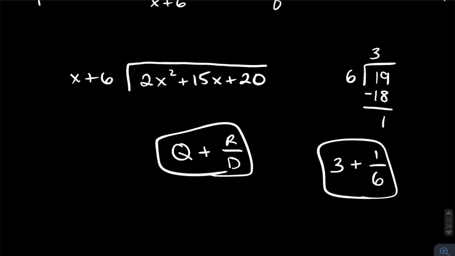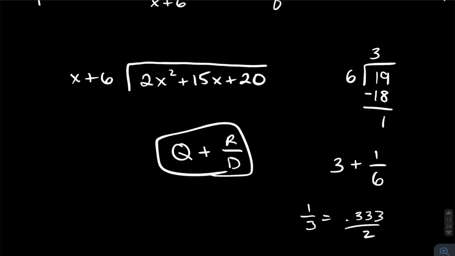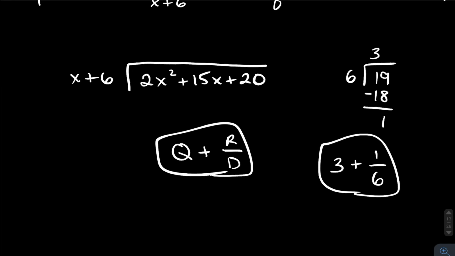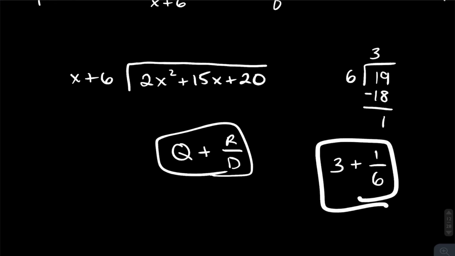And this is how many times 6 goes into 19. Hopefully, you can just plug that into a calculator, and that ends up being true. 1/6 is, I can't remember the exact number, but it's half of 1/3, so 1/3 is 0.333. You just end up dividing that by 2 and you get 1/6. And so that's why quotient plus remainder over divisor is so nice, because it's your actual answer.